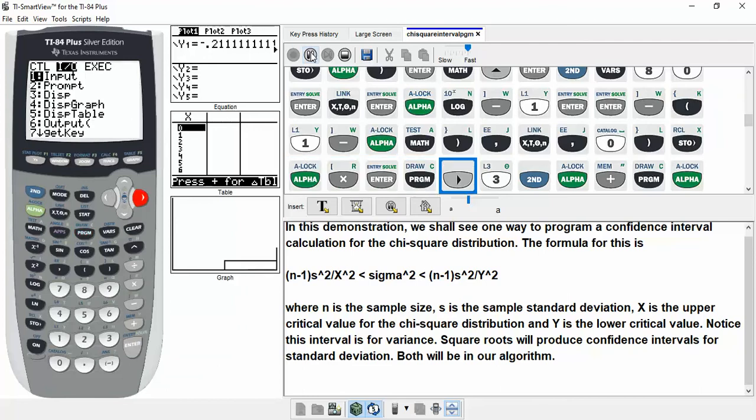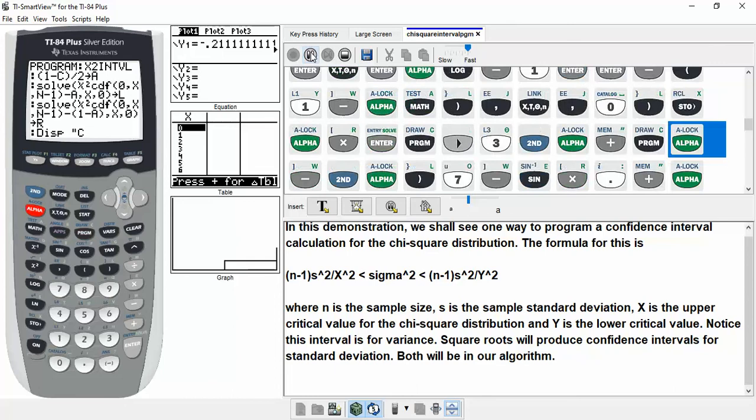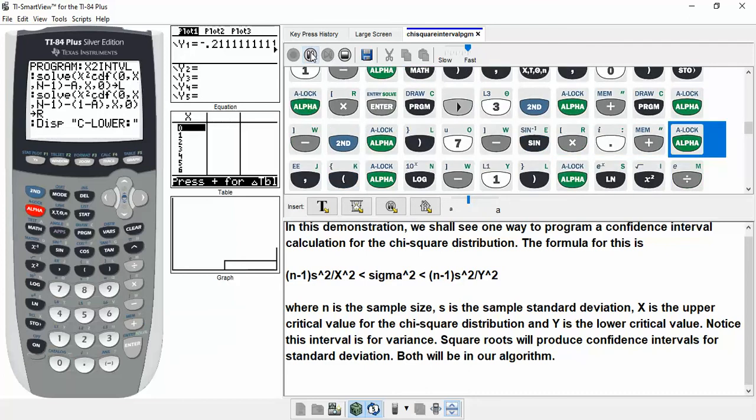And now I'm going to go to Program, Input, and I want to display the result. So we'll go to opening up with a double quote. We'll go C minus sign for a hyphen, and then we're going to type in the word lower. This will be the lower bound on the confidence interval. We'll go ahead and do a colon and then end the double quotes. And we'll put in a comma.